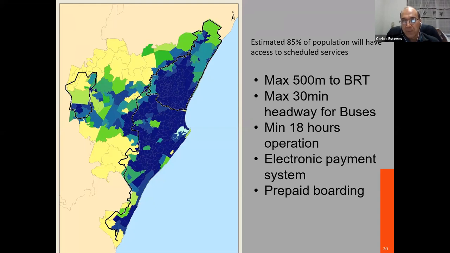They were targeting 18 hours of operation, so roughly from 4 a.m. right through till 10 p.m., or 6 a.m., whatever, so that you have 18 hours of operation. And prepaid boarding, you know, you must pay for your ticket before you actually get onto the bus.